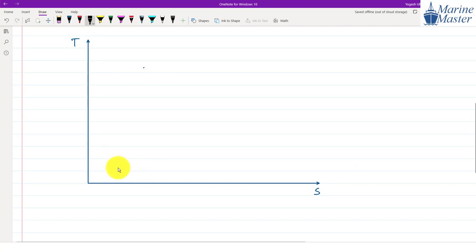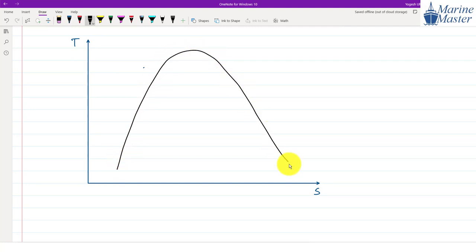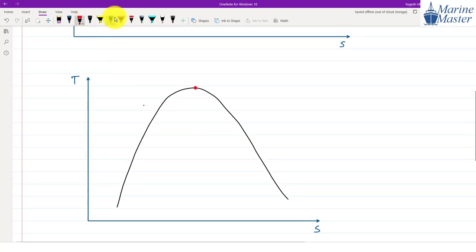See this hill-like structure, guys. This hill-like structure denotes what? Our saturation curve. The topmost point of this curve, what does it denote? Can anyone help me? This topmost point denotes the critical point.